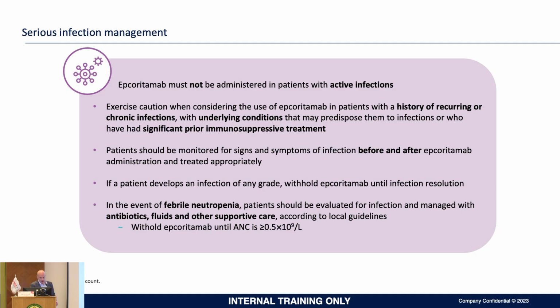If patients get febrile neutropenia, you should treat them as per local policies and withhold epcoritamab until neutrophils are above 0.5. I do give GCSF support, particularly in that first cycle if patients are getting neutropenic, because I think it's important to try and get the treatment in if you can.